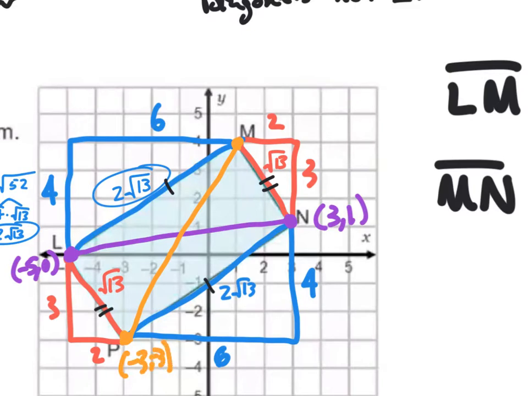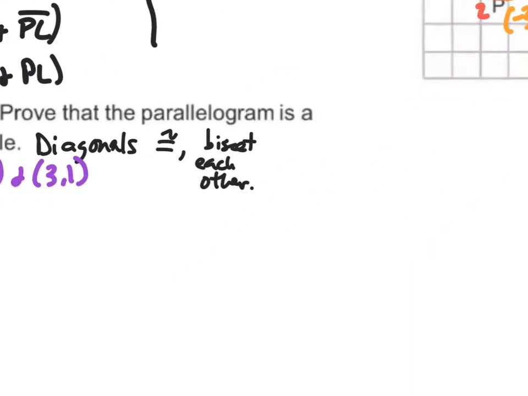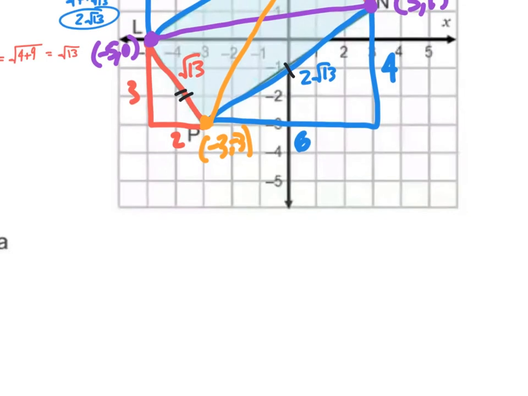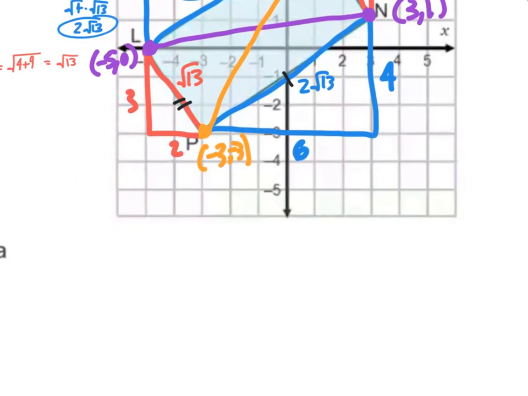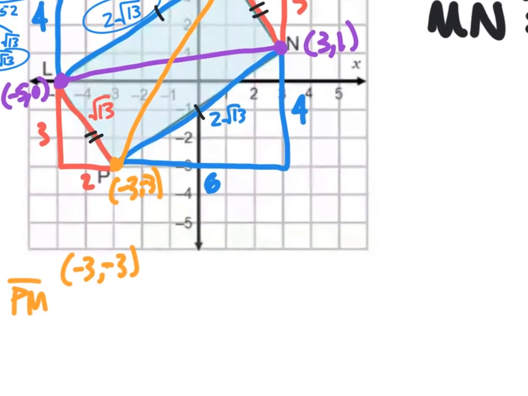Okay, M is the point 1, 4. All right, so let's write that down. Let me write that over here. P, M, and that's the point negative 3, negative 3, and then the point 1, 4.